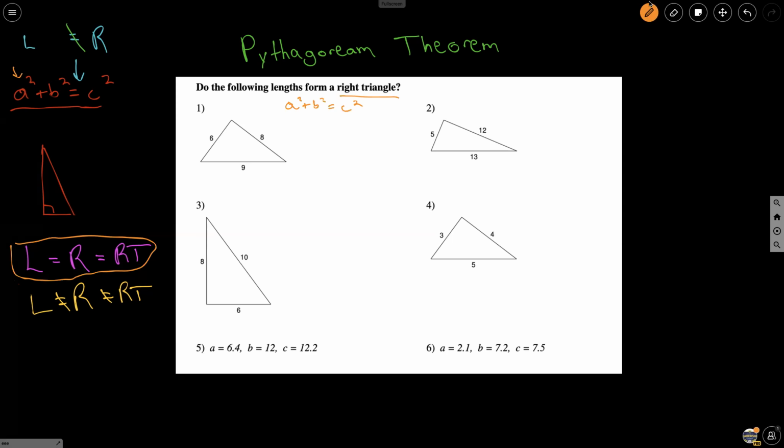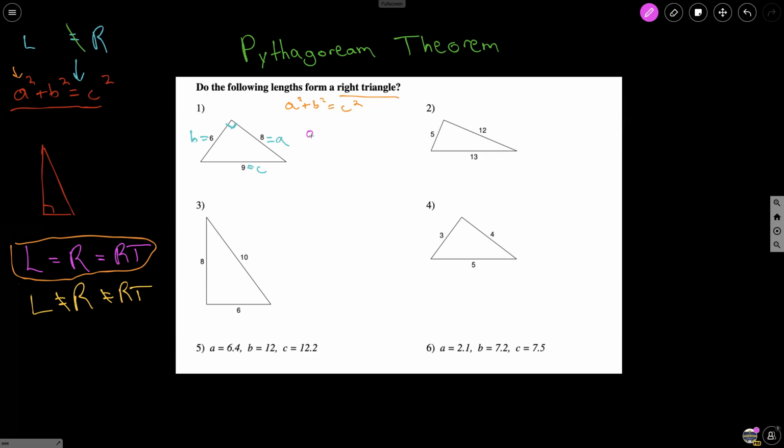All right, and then we're going to go ahead and figure out what is A, what is B, and what is C, okay? And so typically, whenever you have a right triangle, you look for the L, okay? And you put the little right triangle sign there, and opposite of that L is always going to be C. And then everything else could be either A, and then this could be B. 6 could be A, 8 could be B. Doesn't matter, okay?